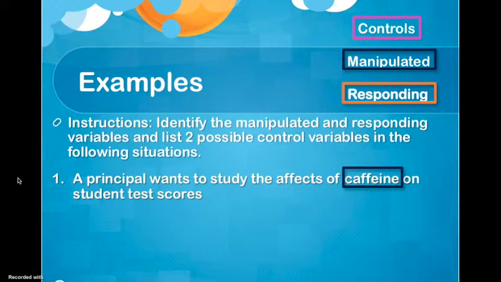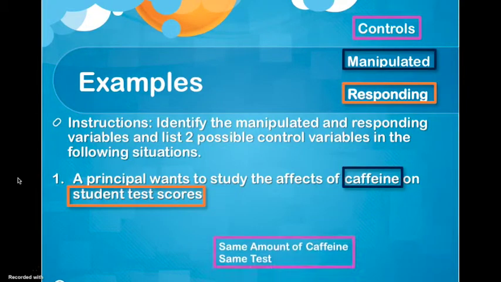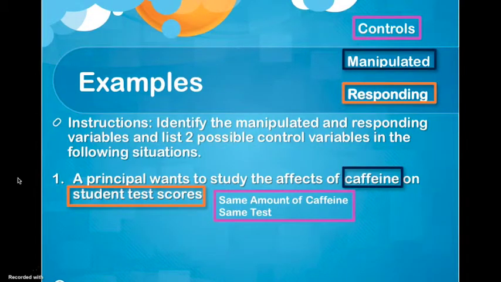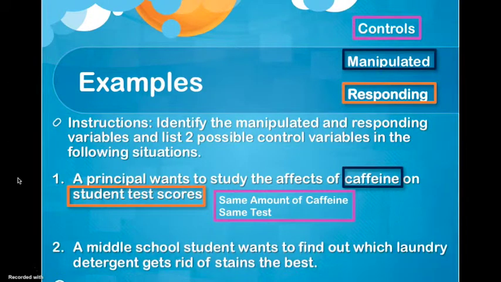So what then is the responding variable? What's the thing we're testing? Oop. Measuring. I just blew that one. Yes, the test. Okay, the test scores are the responding variable because it's the thing we're measuring. Okay, and two possible control variables might be, you might want to give the same amount of caffeine for all the students, and you certainly want to give them the same test because you want to make sure that we know that the changes in scores isn't linked to a different test. It's all the same test. Okay. So how about the second one?